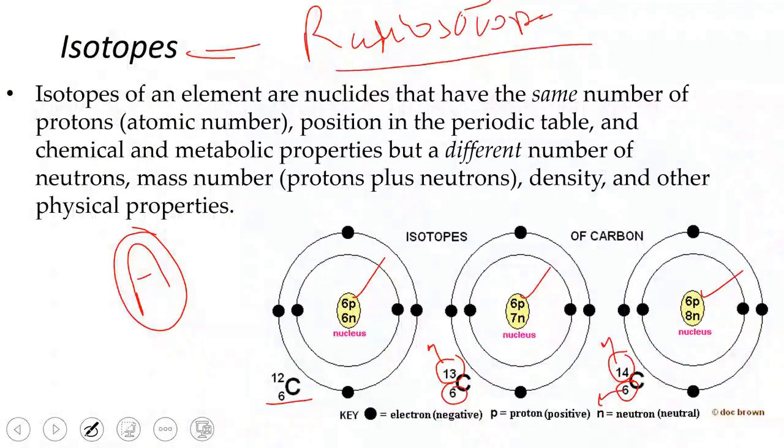So, I have a type of isotope that I call a radioisotope. The atomic number is responsible for the chemical and metabolic properties of the elements. If I have two elements, like carbon-12 and carbon-13, both with the same atomic number, present in a bottle or a test tube, can you separate them? I can't. Why? Because they have the same chemical properties.